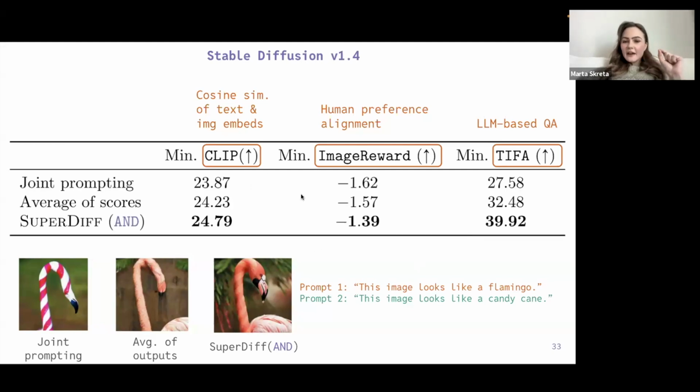So we see that for each of the metrics, when we compare average of scores to joint prompting, where joint prompting is just vanilla prompting for both concepts, joint prompting does a little bit better for each one, meaning that it does get some better notion of composition. But when we take SuperDiff AND, we're able to do even better. And that shows that we're able to represent both concepts better. So by sampling from equal densities, we're enforcing that both concepts are represented in the image. And this is what we show through the quantitative metrics.